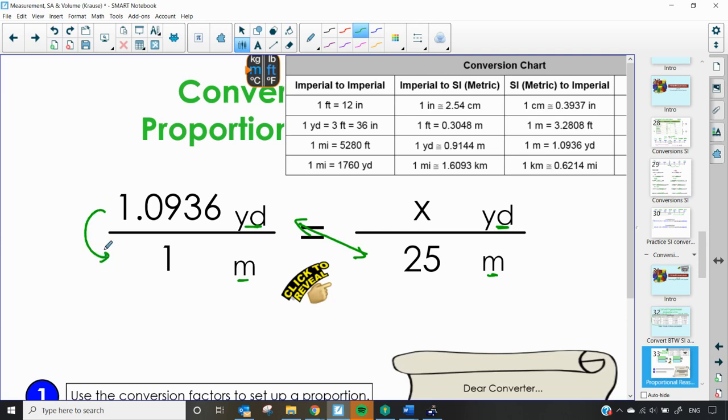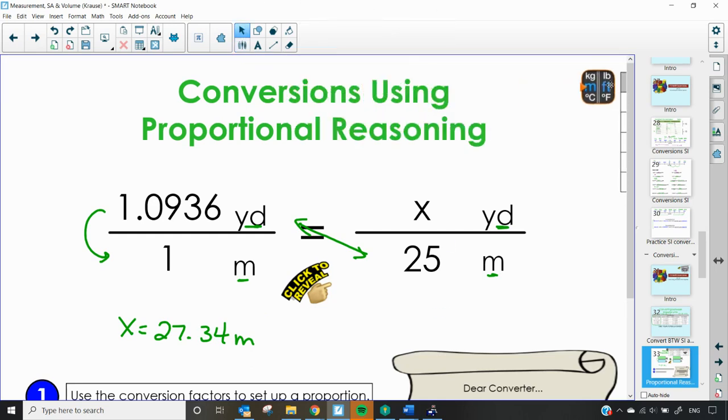Putting that into our calculators, we're going to have 27.34 yards. So X will equal 27.34 yards. This is one method of converting, and it's called proportional reasoning. With proportional reasoning, we set up two fractions that are equivalent to each other, and then we solve by cross-multiplying and dividing.